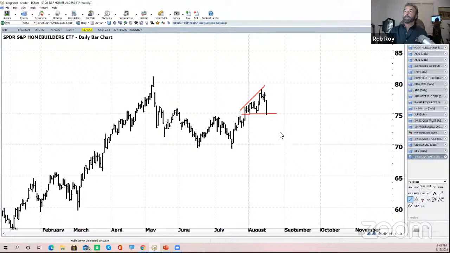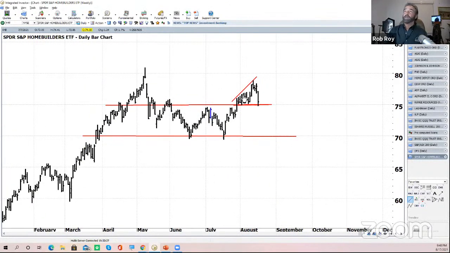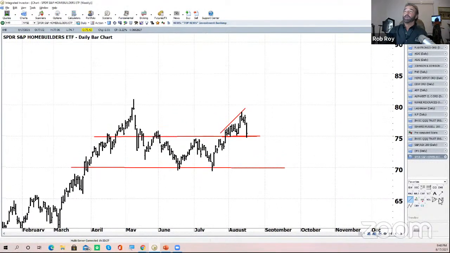So there's what we have there, and we're testing this area right here at 75. You can see the support level. If it breaks that, I don't have to show you this, right? You can see it for yourself. Boom, we're going to 70 rather quickly if we break to the downside. So if 75 doesn't hold, it goes to 70. If it breaks to the upside, well, here's that clean air.